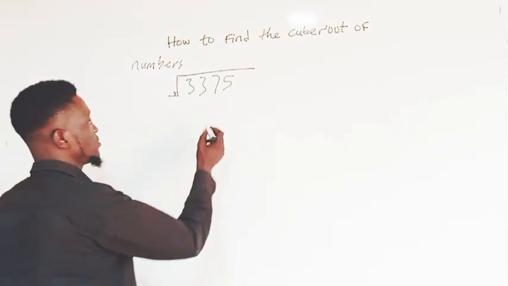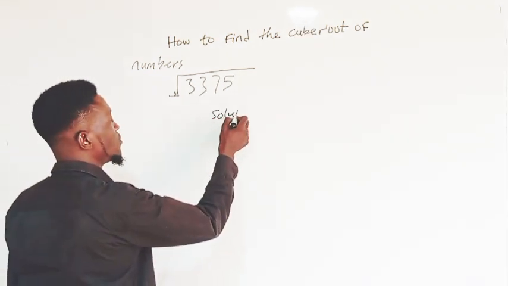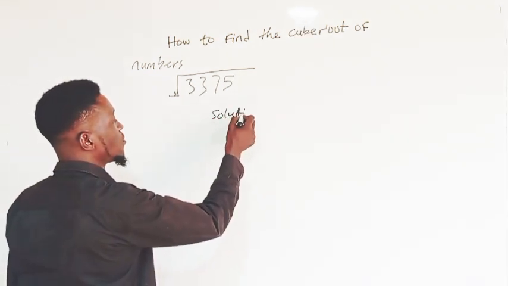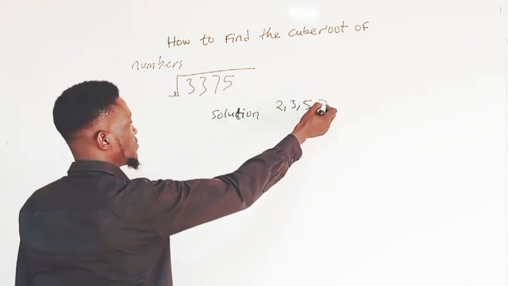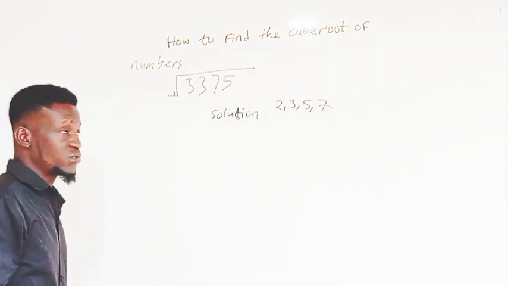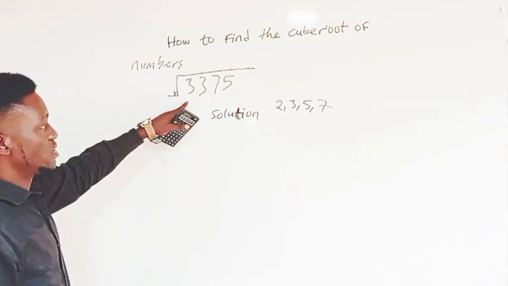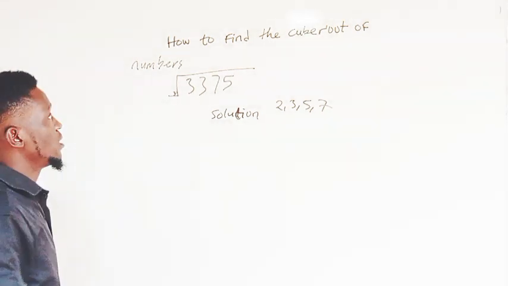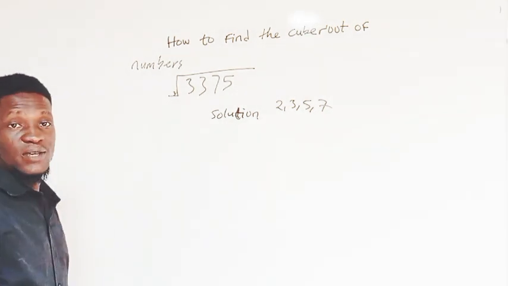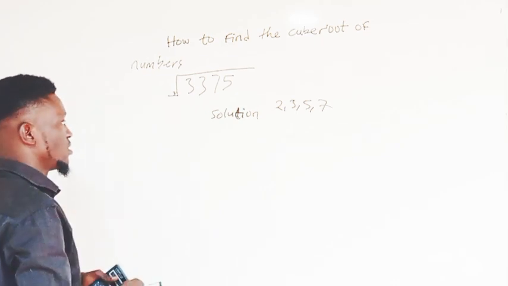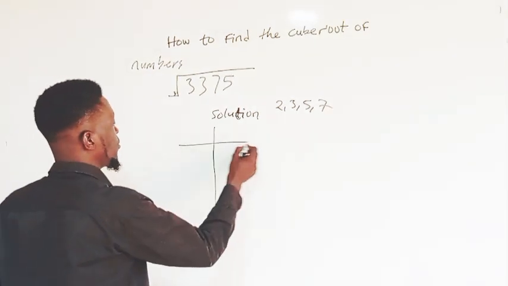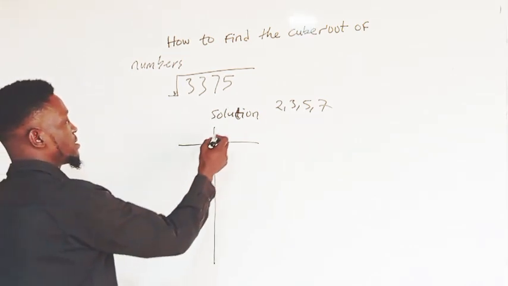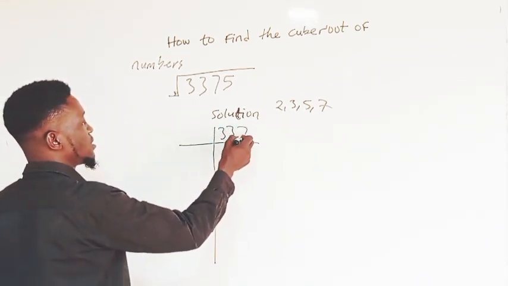Let me say solution. I'm going to use 2, 3, 5, and 7. These are the prime numbers I'm going to consider for this cube root of numbers. The second step is to draw a table. Okay, so this is our table. Then I'll write 3,375.